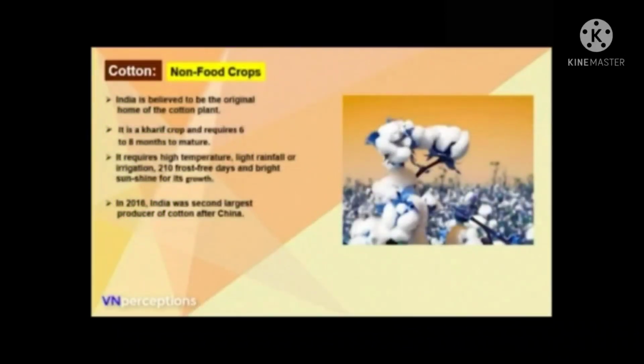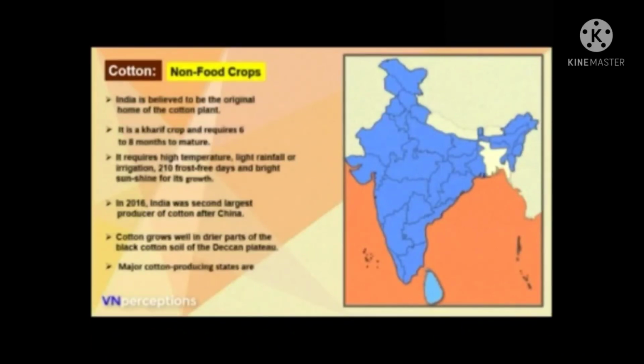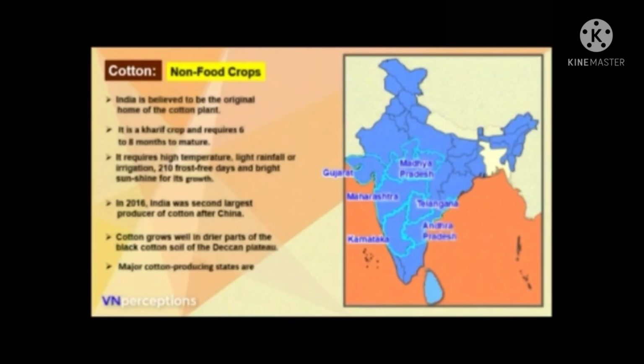Cotton grows well in drier parts of black cotton soil of the Deccan Plateau region. And that's why we have Maharashtra, Karnataka, Telangana, even Andhra Pradesh. Major cotton producing states in India are Maharashtra, Gujarat, Madhya Pradesh, Karnataka, Telangana, Andhra Pradesh, and Tamil Nadu.